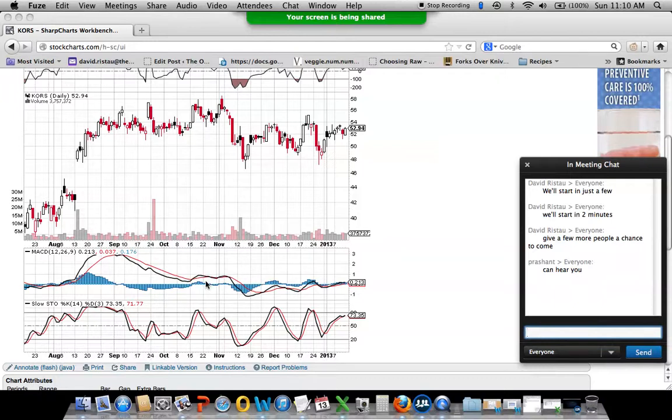So for example, when the black line crosses below the red line, which you can see happens right here, this is a fairly good sell indicator. And then when the black line crosses above the red line, it's a fairly good buy indicator right here. Okay. Now, one of the things to watch for with MACD is what we call divergences.